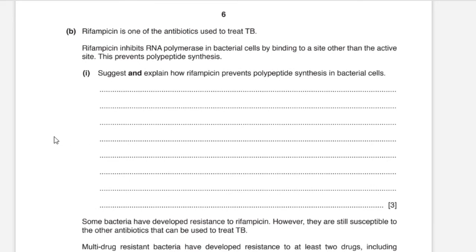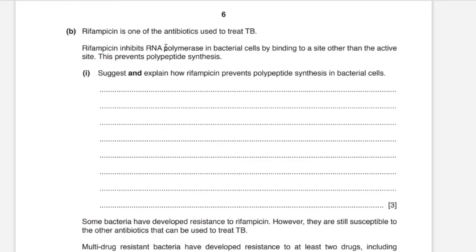B. Rifampicin is one of the antibiotics used to treat TB. Rifampicin inhibits RNA polymerase in bacterial cells by binding to a site other than the active site. This prevents polypeptide synthesis. 1. Suggest and explain how rifampicin prevents polypeptide synthesis in bacterial cells.